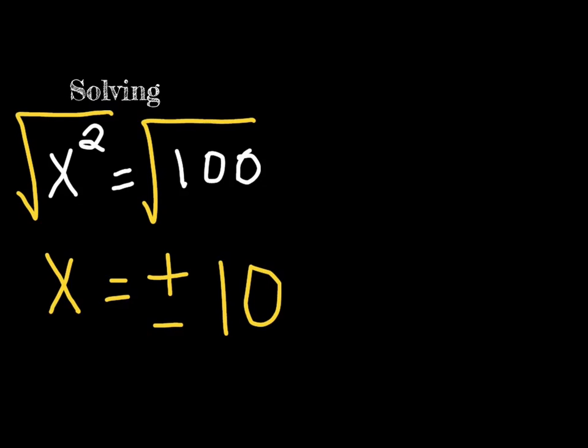We have to make sure we include both this plus and minus because we're not sure what we had in the original value for x. Was it a positive x? Was it a negative x? So we have to include both the positive and the negative here just in case to make it a complete answer.